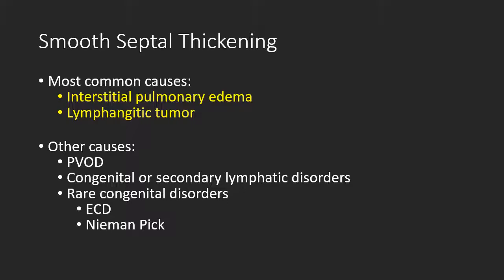So what is our approach to septal thickening? The most common causes by far when you see septal thickening are interstitial pulmonary edema and lymphangitic tumor. When someone asks you what is your differential, those should be the first two that you start with. So pulmonary edema and lymphangitic tumor. Other causes are peripheral veno-occlusive disease, some congenital or secondary lymphatic disorders, as well as some very rare conditions such as Erdheim-Chester disease and Niemann-Pick. But the big two that you want to start with are interstitial edema and lymphangitic tumor.